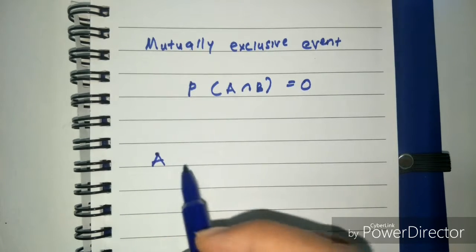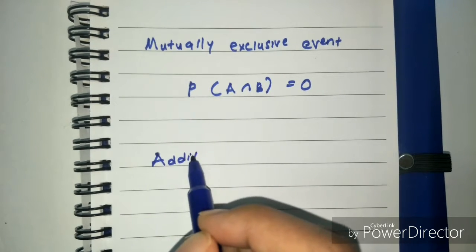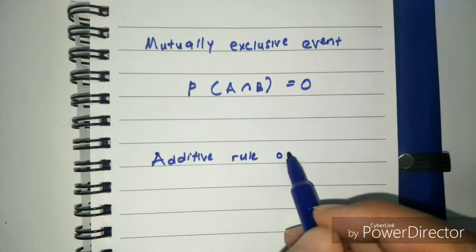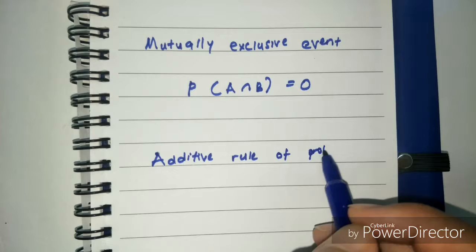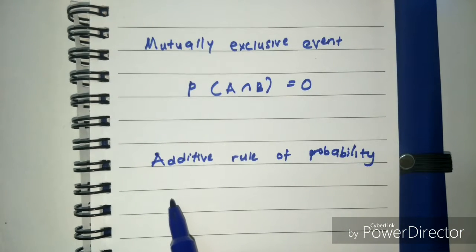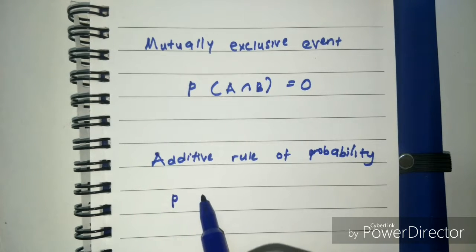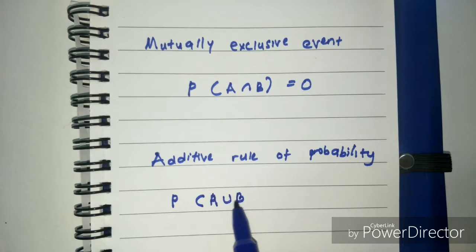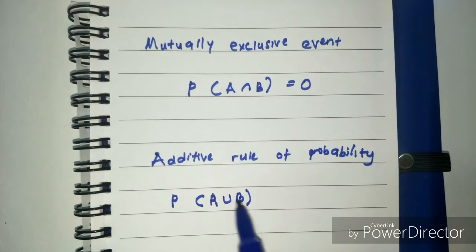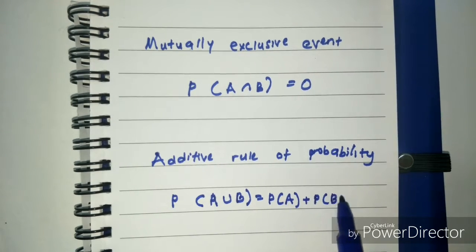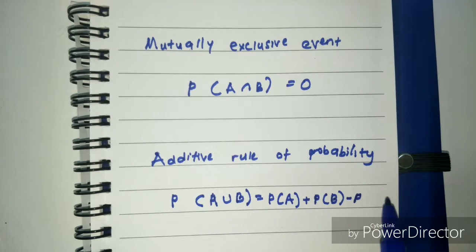The additive rule for probability can be used to determine the probability of event A or B occurring, or both occurring. The general additive rule is as the formula written, which is the probability of A union B equal to the probability of A plus the probability of B minus the probability of the intersection, probability of A and B.